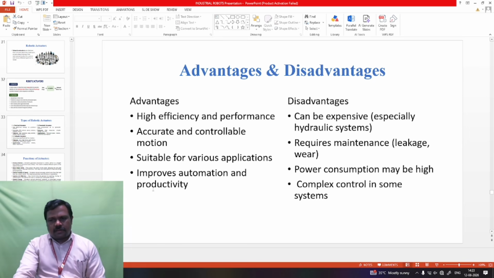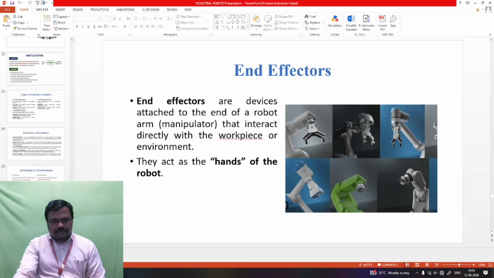Actuators have some disadvantages: they can be expensive compared to hydraulic systems, require more maintenance, there is leakage of oil, some wear, power consumption may be high, and complex control in some systems.